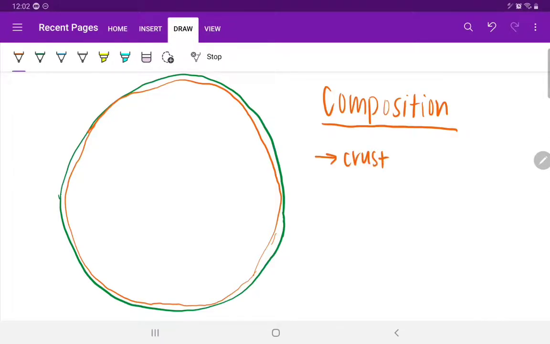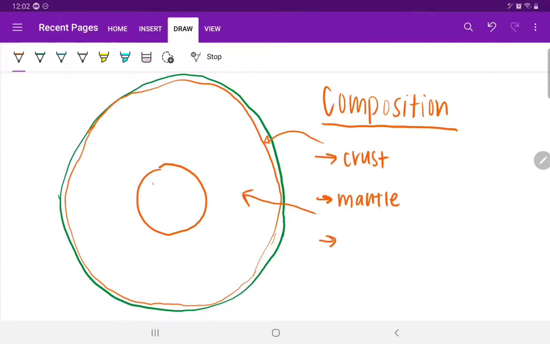And then the second layer that we can determine based on the composition classification is known as the mantle. And so the crust would be this thin layer out here. Then we have the mantle, which is this thick section over here. And then the third compositional layer is known as the core, which is right here.